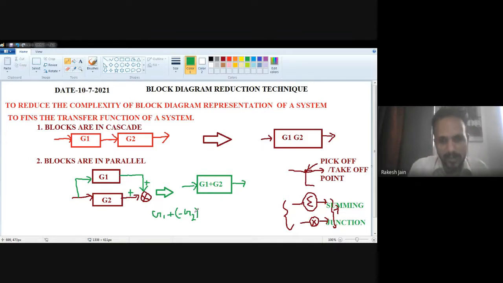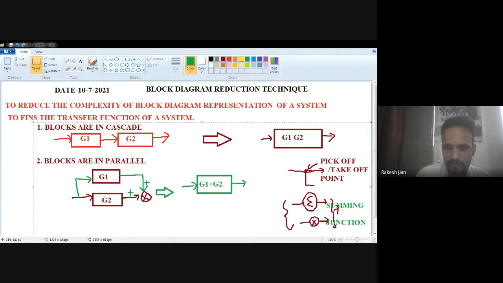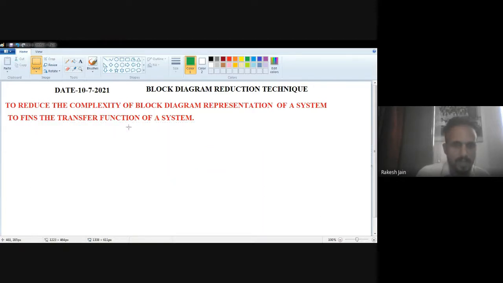So that is another thing. But what is the rule? Whenever blocks are in cascade, they will be multiplied to each other. These are two rules. Now for the third rule, let me remove this one. So now see the third rule.